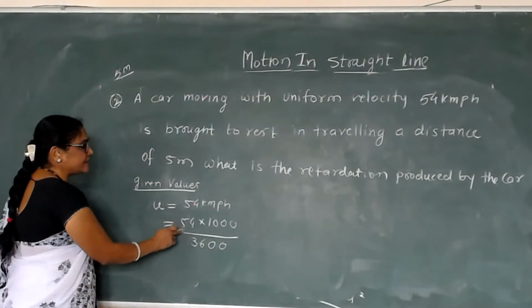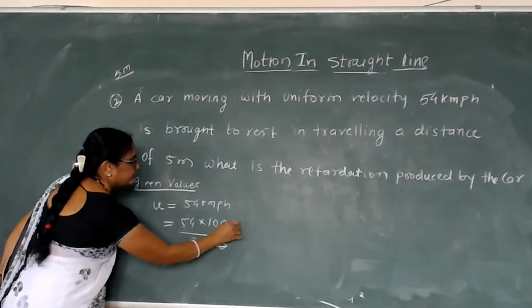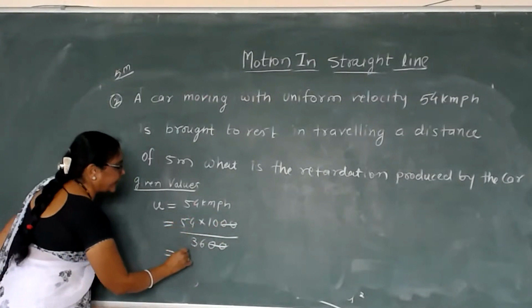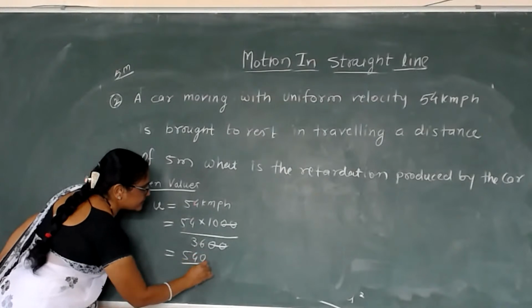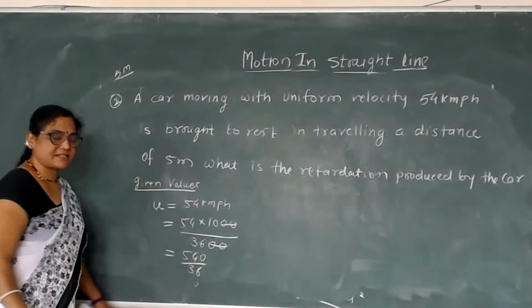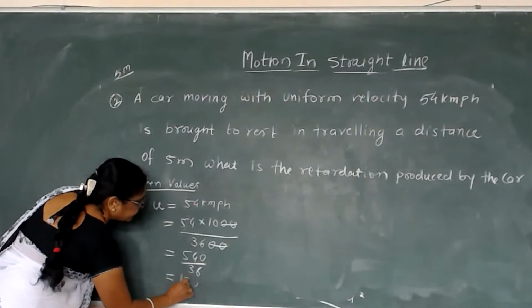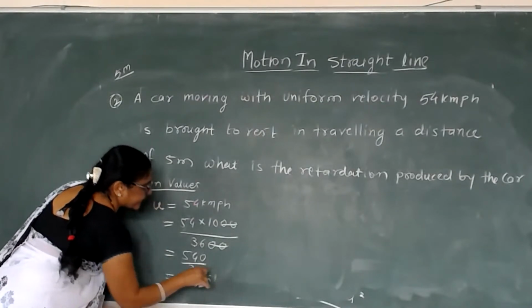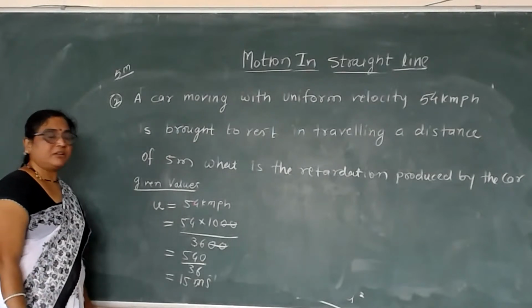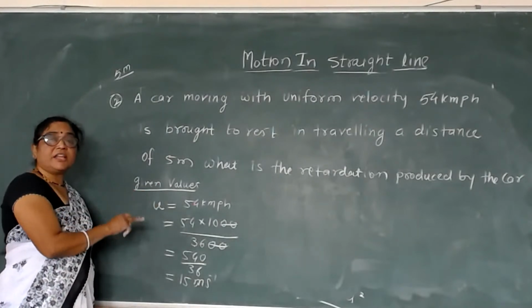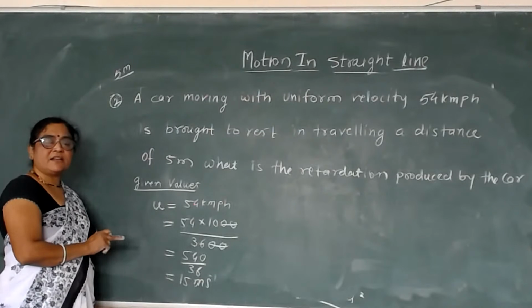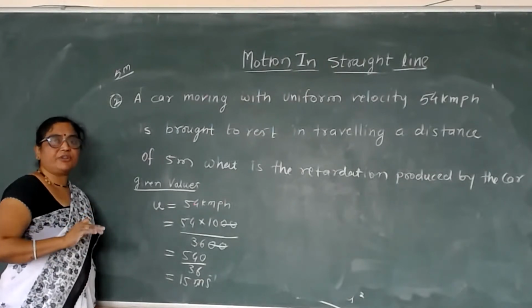3600. So again simplify this. 540 divided by 36 and the answer is 50 meter per second. First check the units. All the units are in SI units, otherwise all the units are uniform.